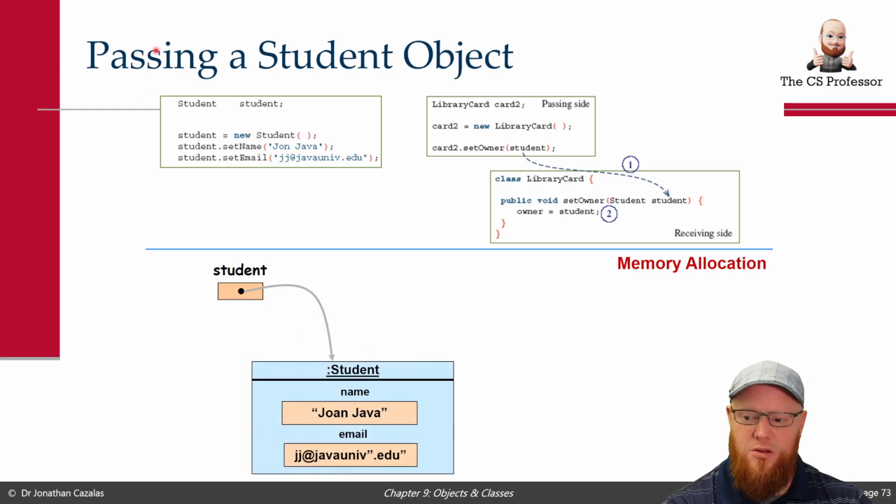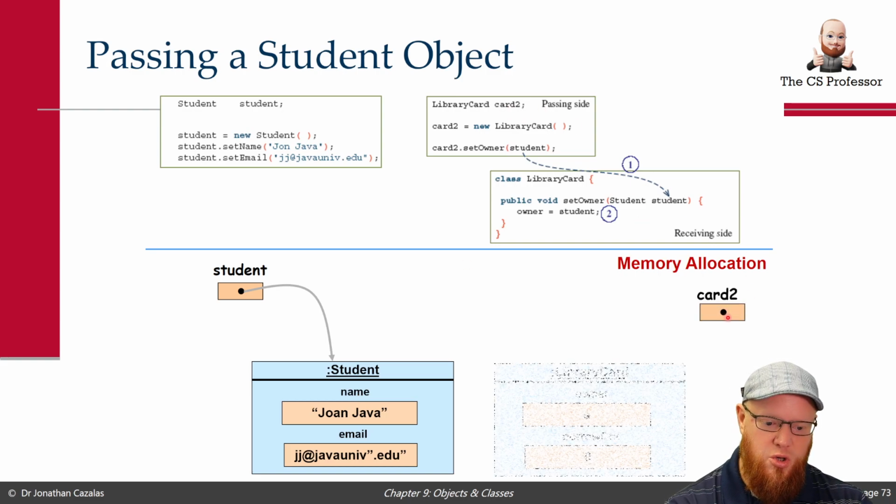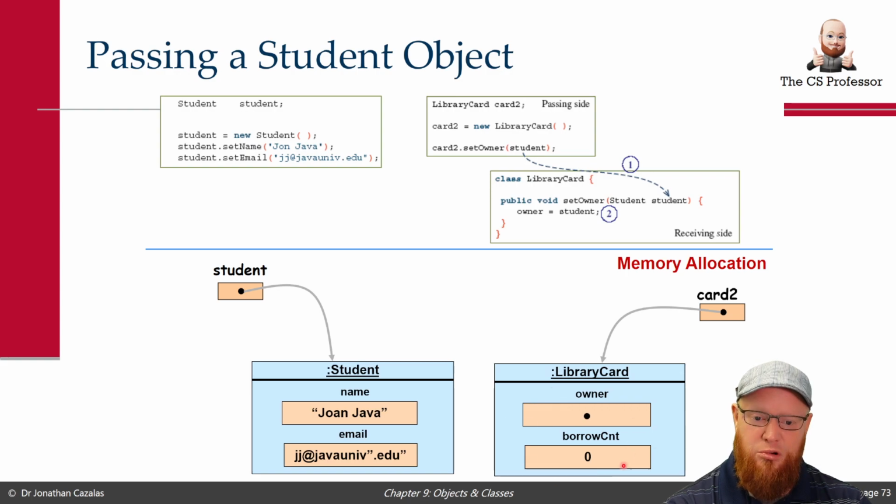Now we create the new student object, and it has these values that we've set inside it. And so student is an address that points over to this new student object. Here we have card2. Card2 now points to this library card that was just created. The borrow count is 0, and the owner is currently null. No one is the owner.